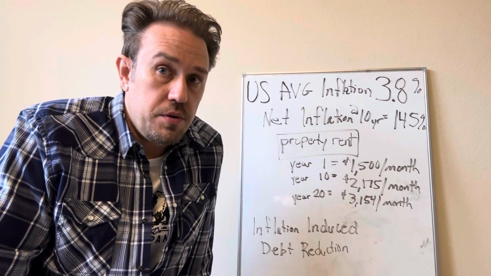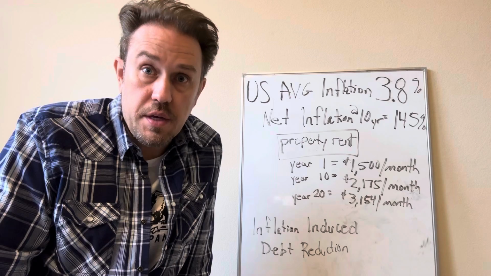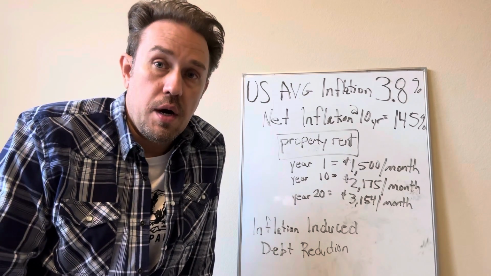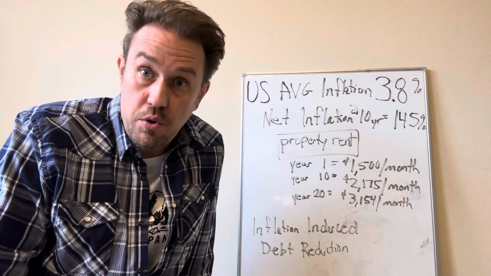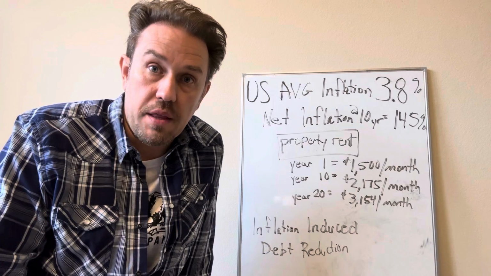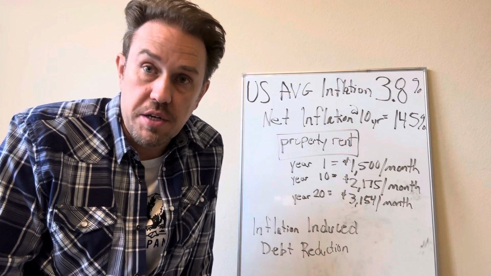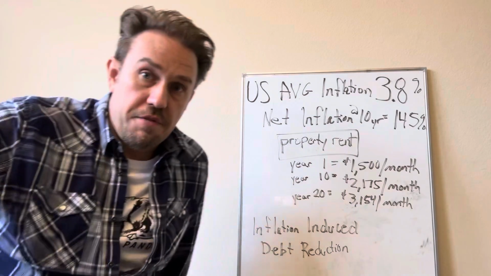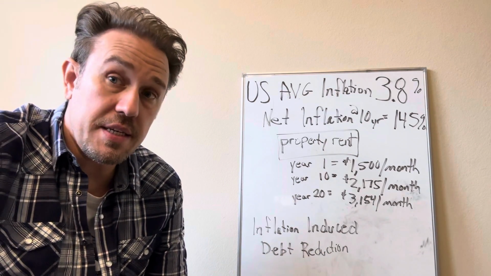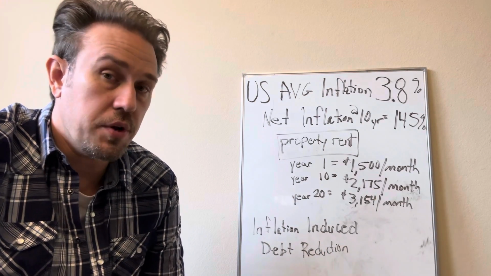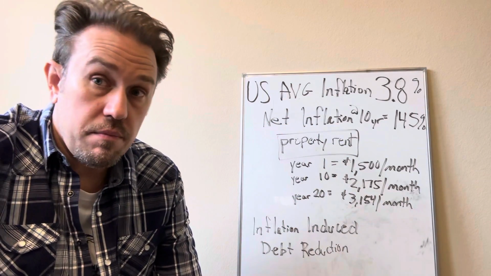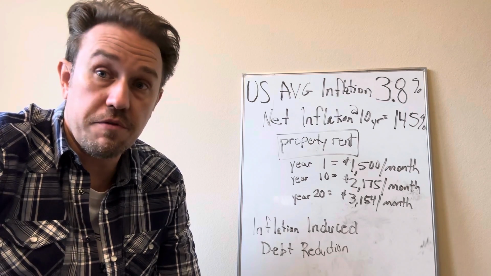So it comes down to buying properties that are going to go up in rent naturally due to inflation, and buying those with a note. You don't want to buy them outright. You want to make sure that you're buying them with the bank's money or somebody else's money. So, first thing to understand, the US average inflation since 1960 is 3.8%, okay? If we compound that, the net inflation over a 10-year gap is roughly 145%.